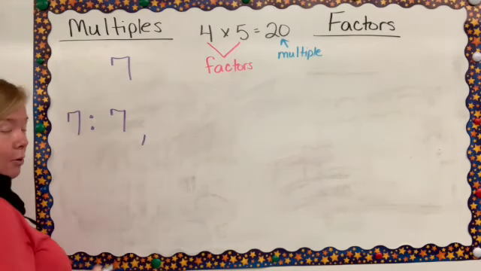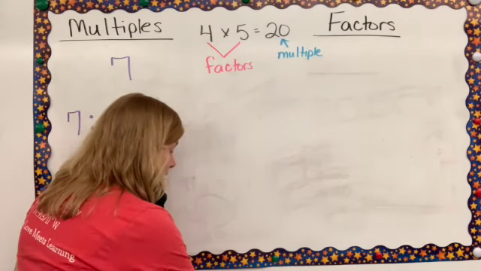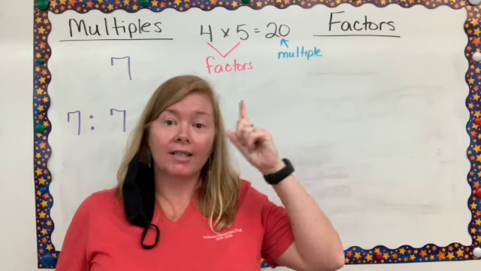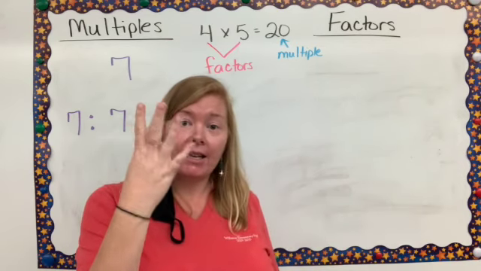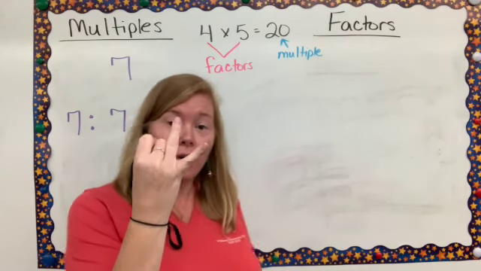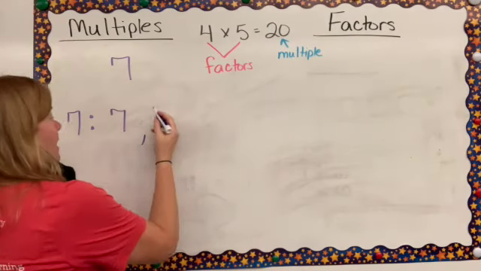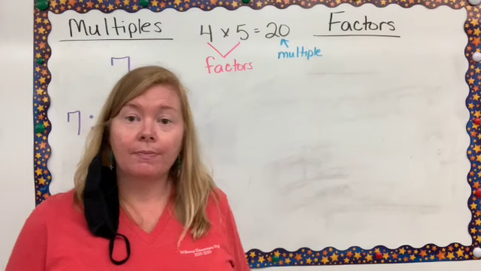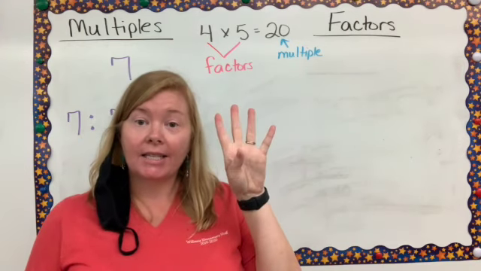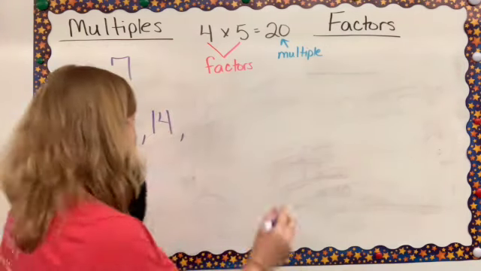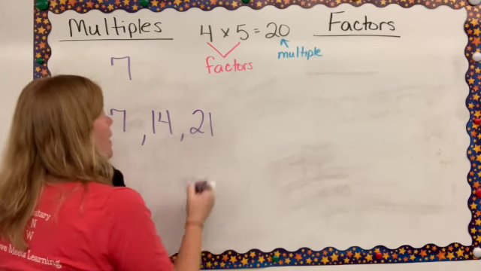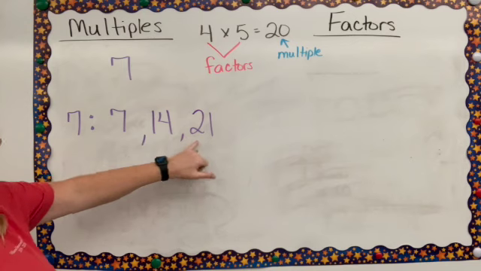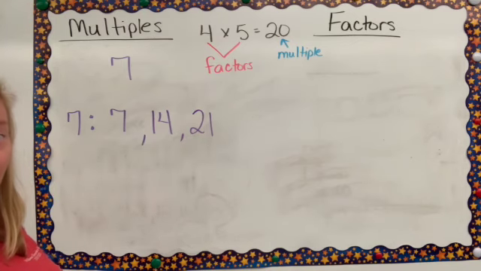The next multiple is, in case you're still having trouble figuring out how to do this, put 7 in your head and add 7 more. 7, 8, 9, 10, 11, 12, 13, 14. My next multiple is 14. What's my next multiple? 15, 16, 17, 18, 19, 20, 21. Perfect. So the first 3 multiples of the number 7 are 7, 14, 21. So that's how you're going to put it on your paper.